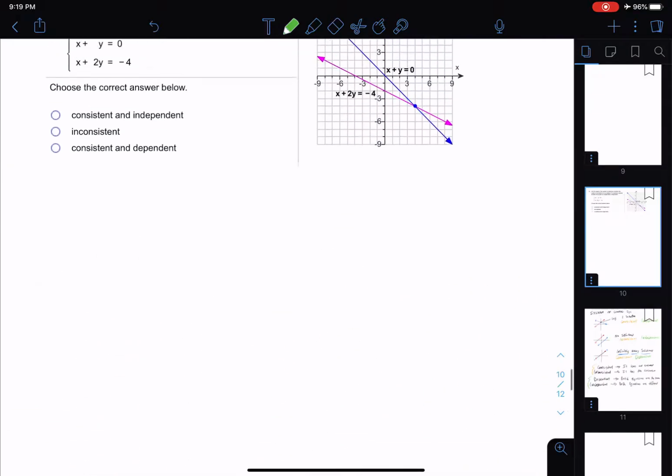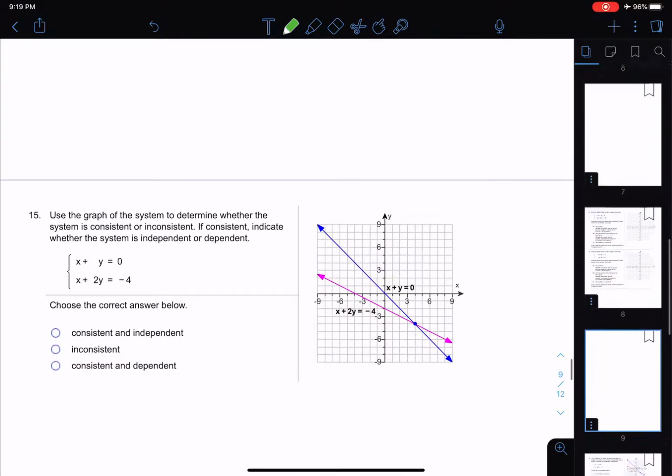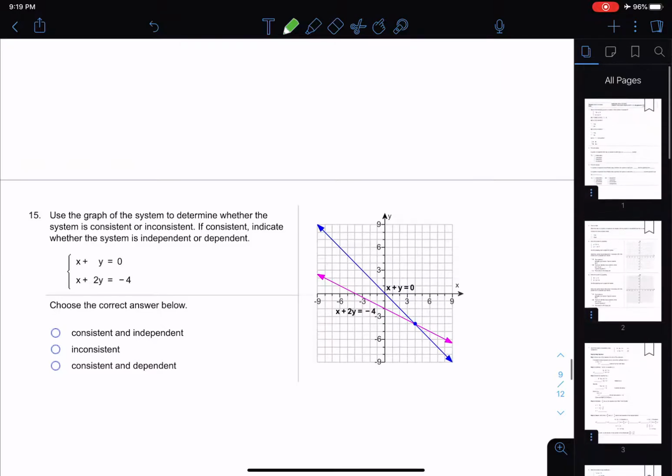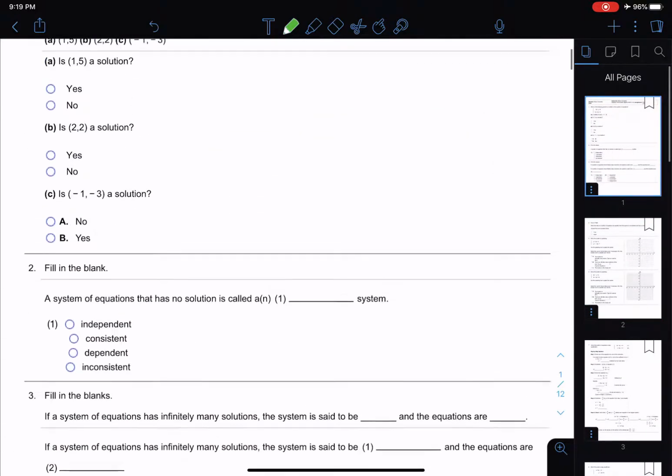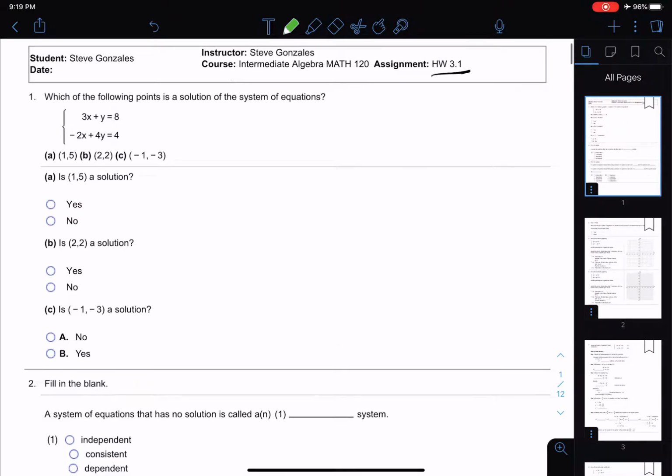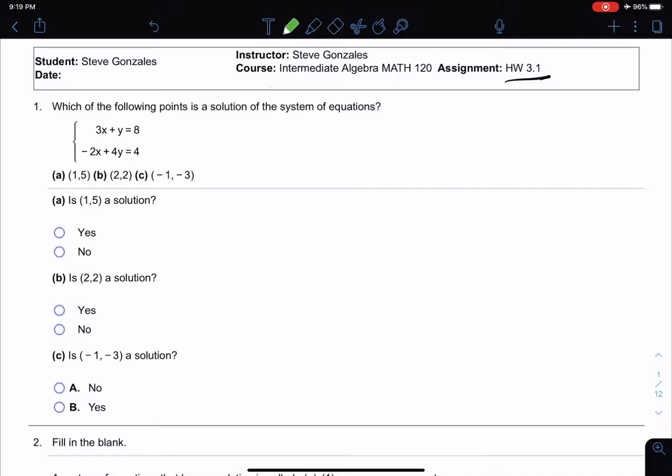All right, well, I think we're ready to get started now. Let's get on up here to the first page. And here's the first page right there. All right, first question. Oh, let me make it a little larger. It says, which of the following points is a solution to the system? Okay, so once again, for 1, 5 to be the solution to the system, it must work on the first equation and the second equation. Remember, it has to be a point on both equations, so it must make both equations true.